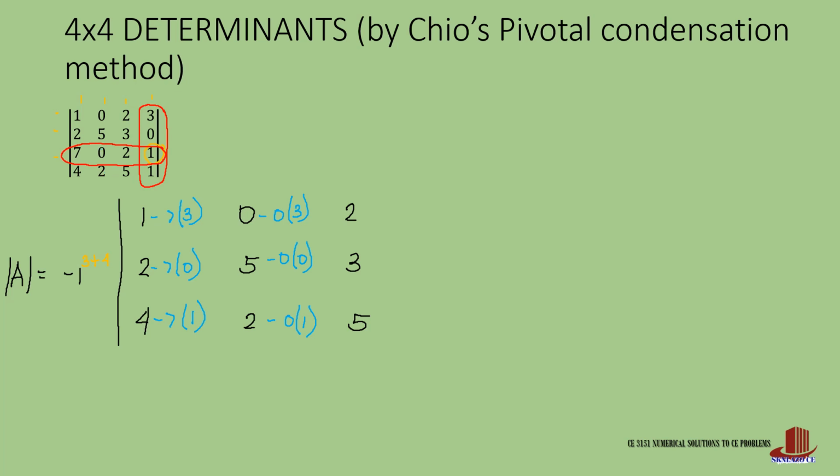Let's have our third column. 2 would get 2 and 3. So minus 2 times 3. 3 would have 2 and 0. 5 would be reflecting 2 and 1.